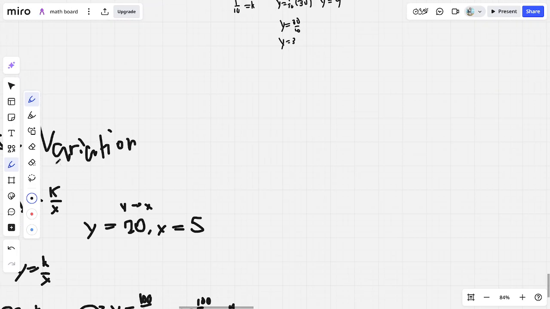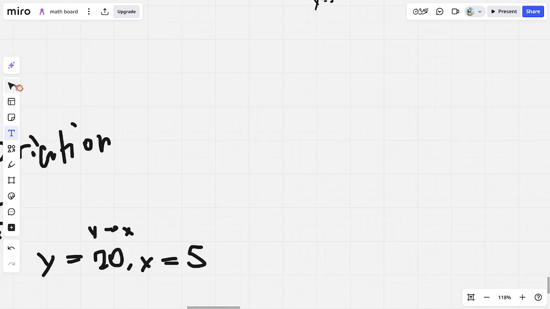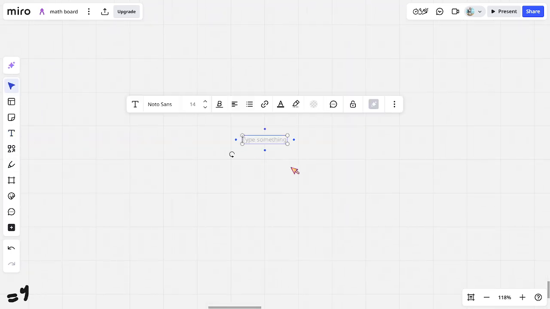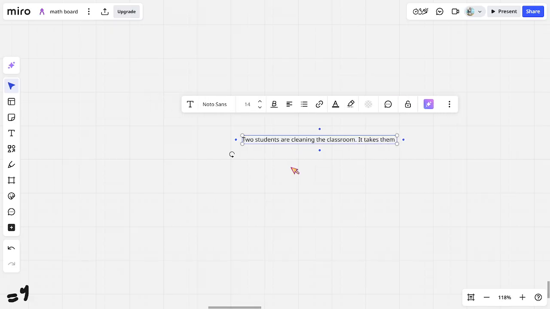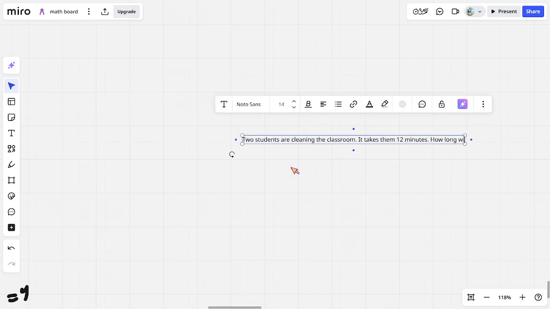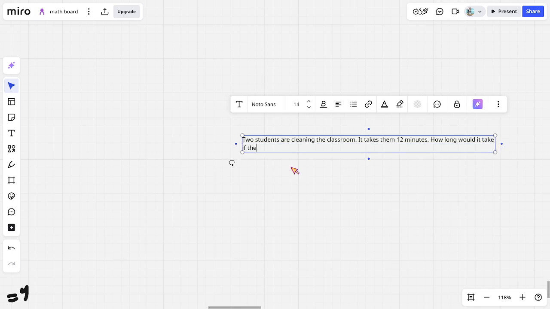Let's have a word problem. Let's say two students are cleaning the classroom. It takes them 12 minutes. How long would it take if there were 4 students?